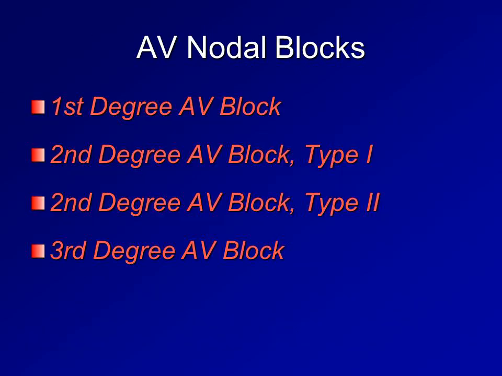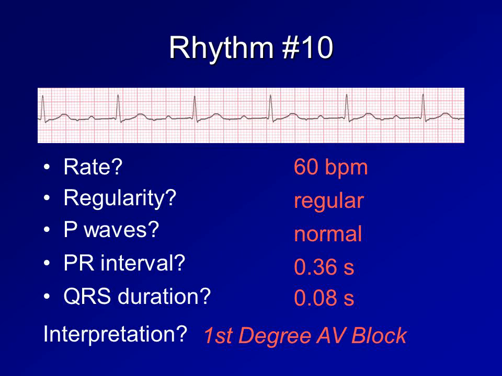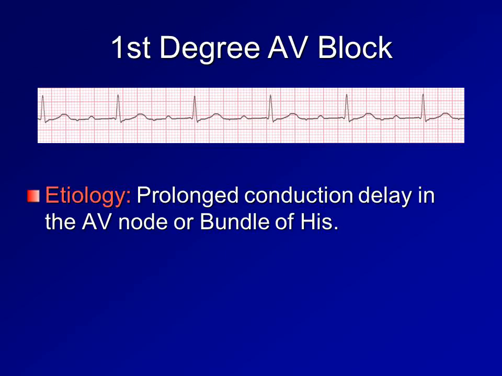AV nodal blocks. First degree AV block. Second degree AV block, type I. Second degree AV block, type 2. Third degree AV block. Rhythm number 10: rate 60 bpm, regularity regular, P waves normal, PR interval 0.36 s, QRS duration 0.08 s. Interpretation: first degree AV block. Etiology: prolonged conduction delay in the AV node or bundle of His.